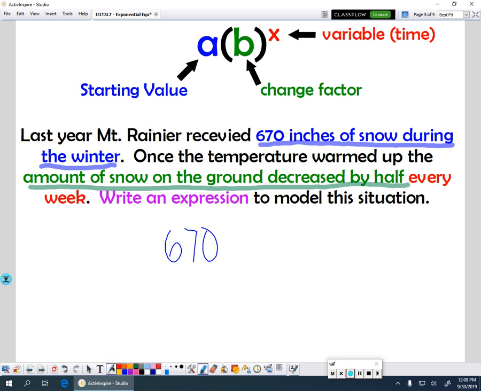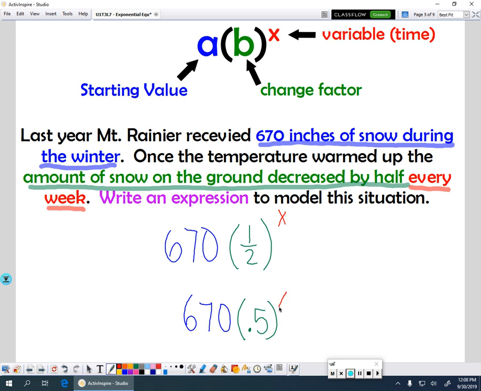You could see this written 2 different ways, okay? Decreasing by half, some people would write it as a fraction. A lot of people will write it as a decimal. So I'll put it both ways just so you can see it. So our starting amount was 670. It's decreasing by half. And then finally, we're looking for our amount of time. It's happening every week. Now remember, this stays a variable, but it's important to know that x represents the number of weeks that are passing. Okay? So that's how you write an exponential expression.